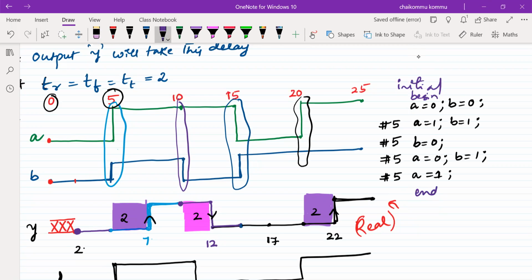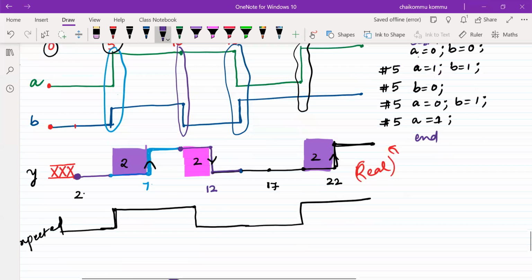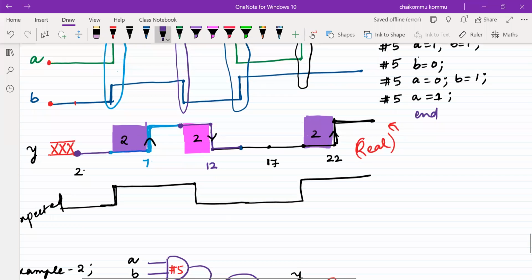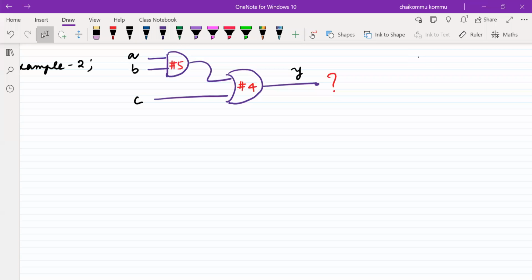When the waveform is something like this, right? So fine, I have given this only for the sake of information. Now I'm going to give you another waveform here for A, B, C. Accordingly, can you please write what the real output will be?